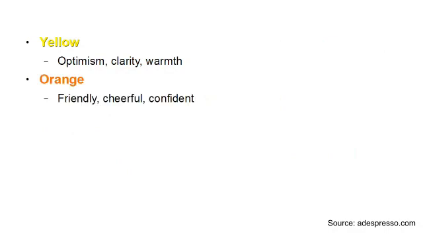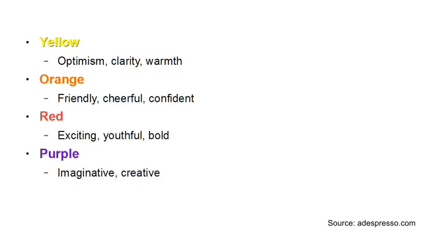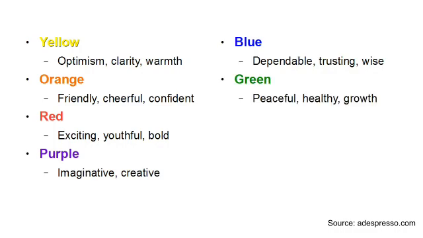Orange is considered friendly, cheerful and confident. Red is exciting, youthful and bold. People associate purple with things that are imaginative and creative. With blue, people tend to associate it with things being dependable, trusting and wise. Green tends to be associated with things that are peaceful, healthy and associated with growth. And grey is balanced, neutral and calming.